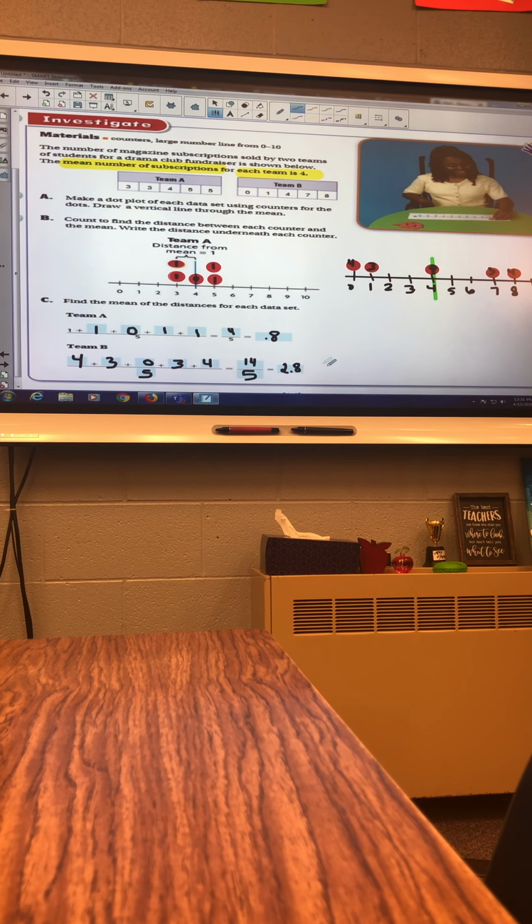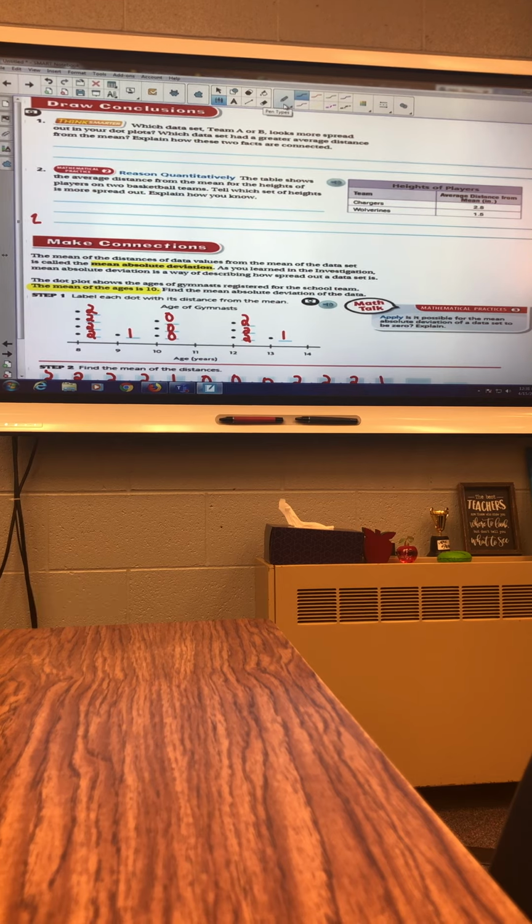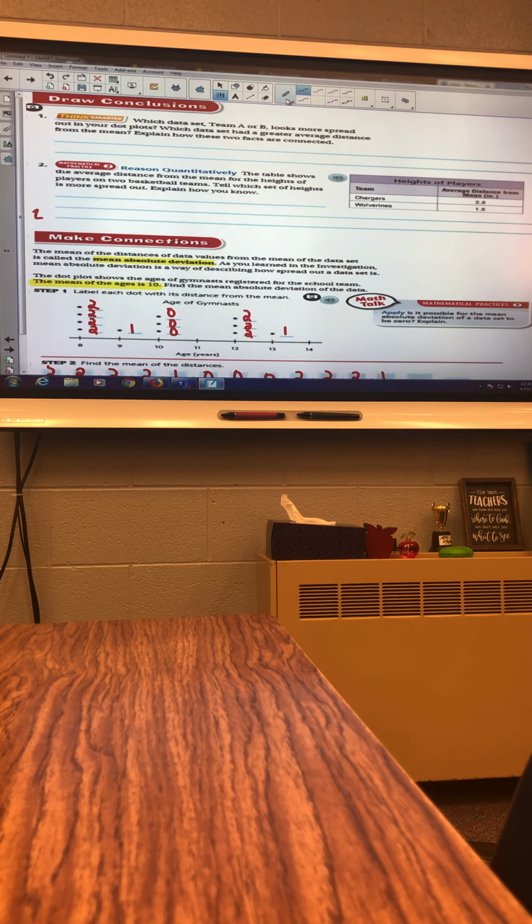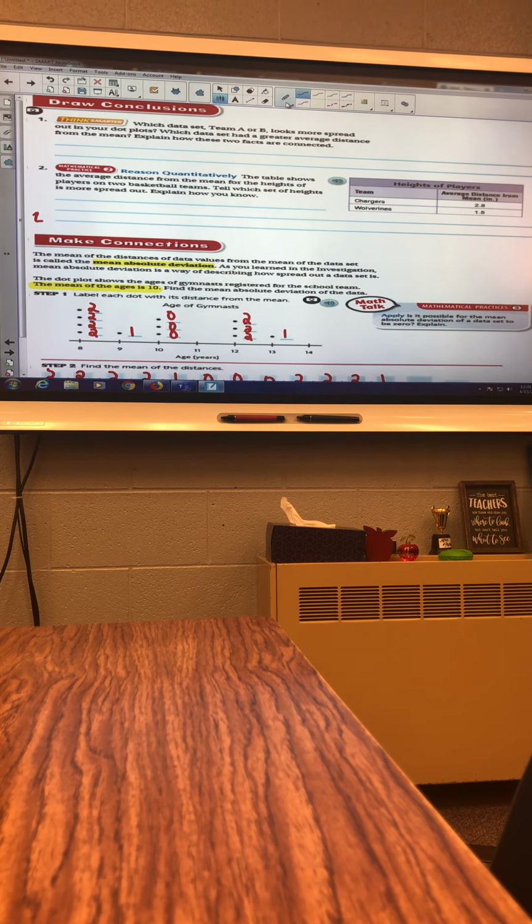So looking at number 1, drawing conclusions. Which data set, team A or team B, looks more spread out in your dot plots? And which set has a greater average distance? Explain how they are connected. Well, I just kind of told you that.